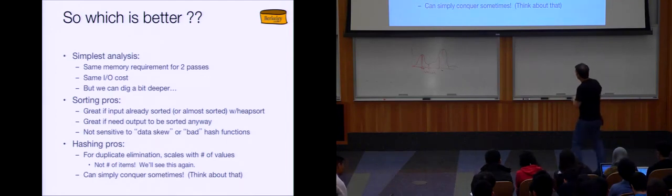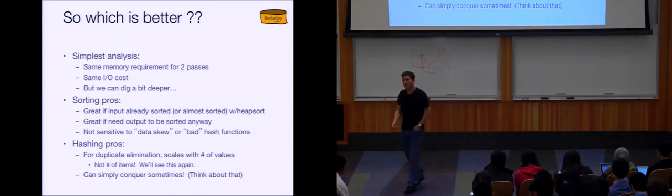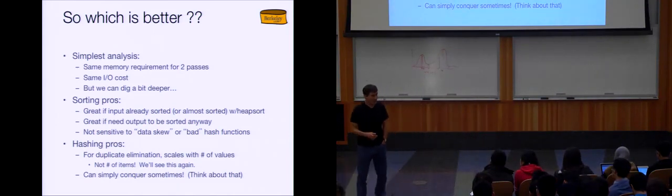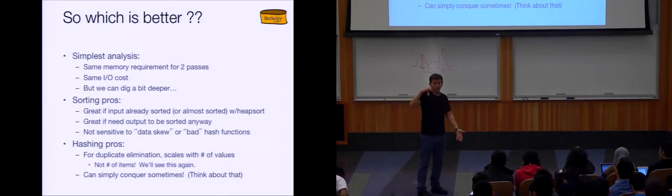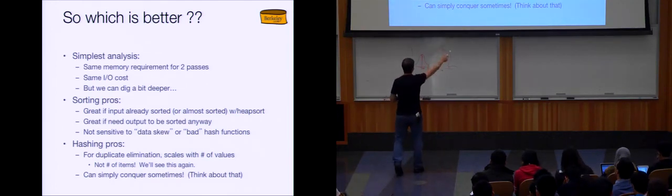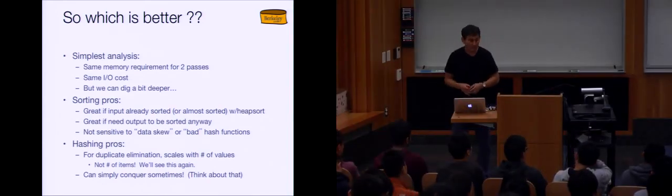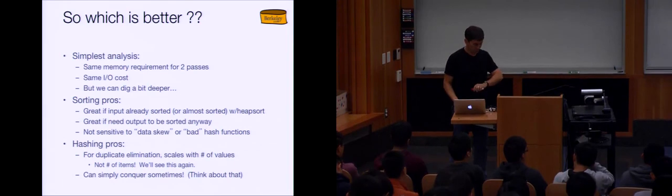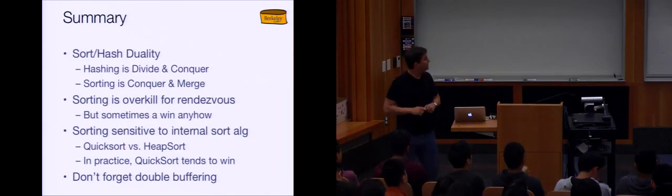So for certain tasks, like duplicate elimination or counting, or caching, as we're going to see in our homework, hashing scales with the number of values, not the number of rows or items, which can be a huge difference. Okay, so that can be a big win. And therefore, you can simply conquer sometimes with hashing, and you don't have to partition or divide at all. Okay? All right, we're going to finish a little early today, which is not a bad thing.